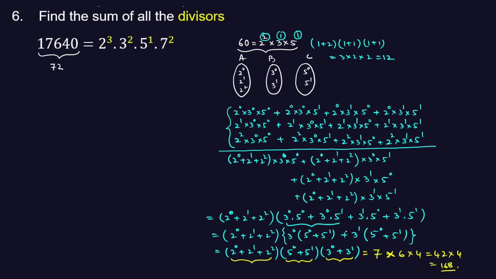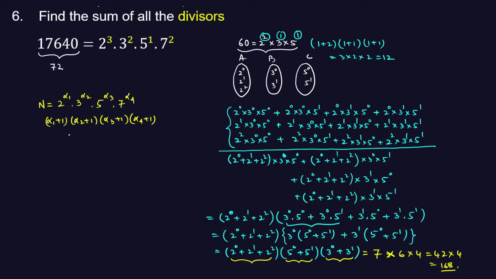So what we have understood, can we establish a formula from here? Let us say some natural number n is 2 to the power alpha 1, 3 to the power alpha 2, 5 to the power alpha 3, and let us say 7 to the power alpha 4. That's it. Now, if I ask you how many divisors there are, you will easily say, sir, the total number of divisors will be this. Right? Total number of divisors will be this.